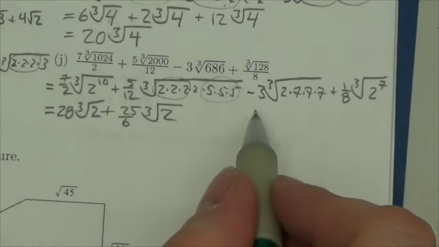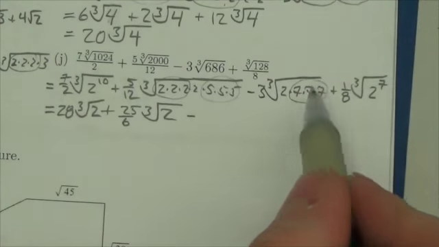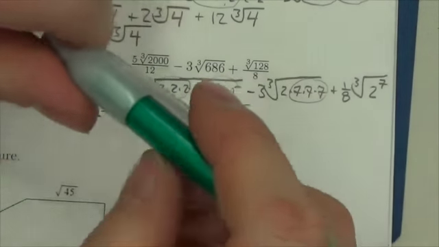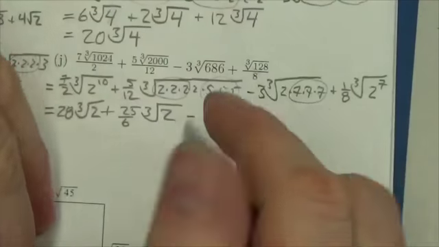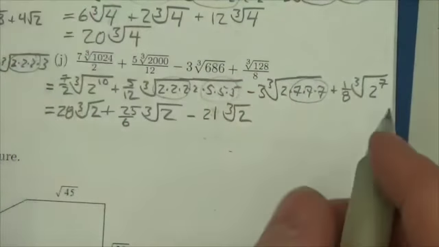Okay. Now I'm going to move on. This next one here, there's a group of 3 7's. I'll pull that out front. So this will be minus 27 cube root of 2. I don't know why I said 27. That's not 27. That's 21. Sorry, there's a 3 out front, and I pulled out a 7, and you multiply those together.